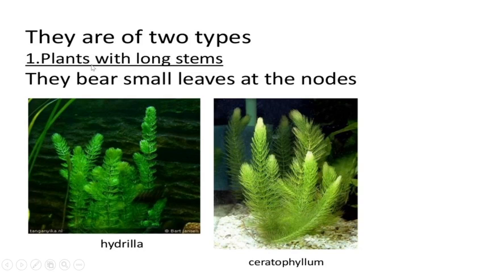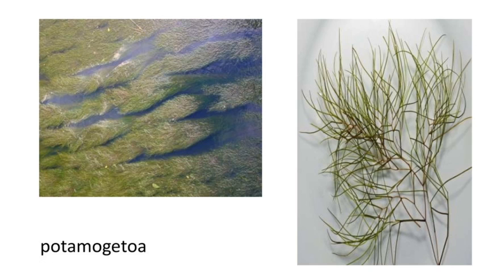There are two types of these hydrophytes: plants with long stem. Now see in this diagram, for example, they bear small leaves at the nodes. The best example is nothing but Hydrilla. Hydrilla is a submerged plant. The complete plant body is present under the surface of the water level. Another example, Ceratophyllum. Their stems are long, elongated in water bodies, and leaves are very small in size. Another example is Potamogeton. These are the diagrams.